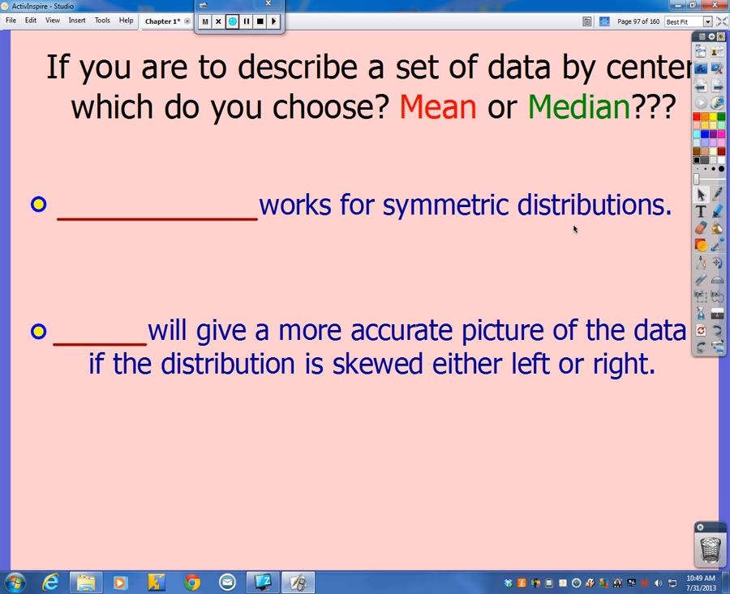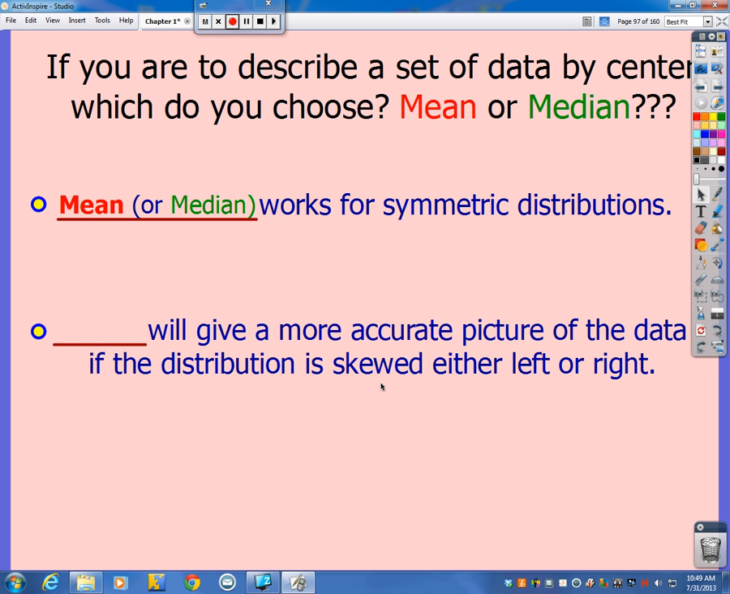So if you are to describe a set of data by center, which one do you choose? Do you pick mean or median? Well, in this case, if you have a symmetric distribution or approximately normal, you probably want to use mean. Mean is going to be the best option there. You can use median, but when we get into normal distributions, mean will definitely trump median. So if anything looks approximately normal, symmetric, anything kind of bell-shaped, you probably want to stick with mean. But median does work okay.